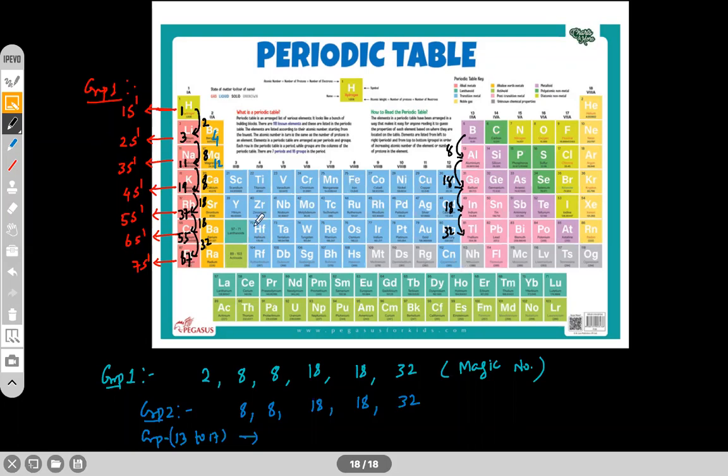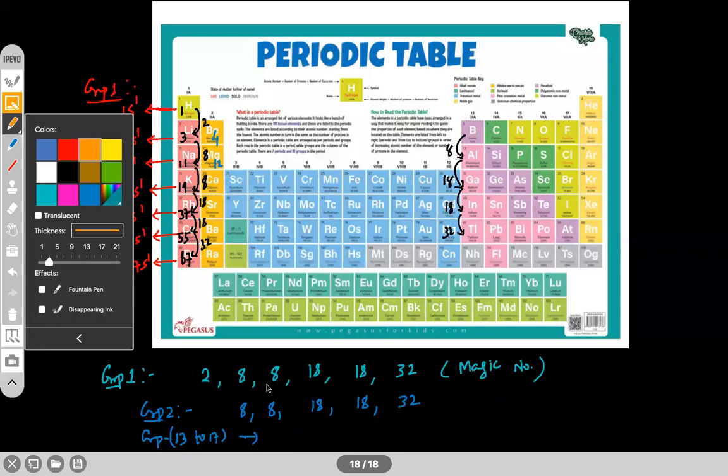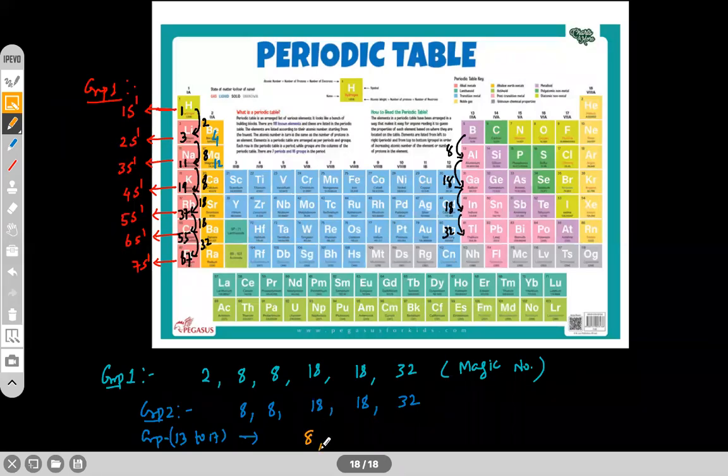Right, you can see this: 72, 73, 74, 5, 6, 7, 8, 9, 10, 80. This is 81. 81, 49, correct. So from group 13 to group 17, the magic numbers are 8, 18, 18, 30. That is what you need to memorize, nothing much.